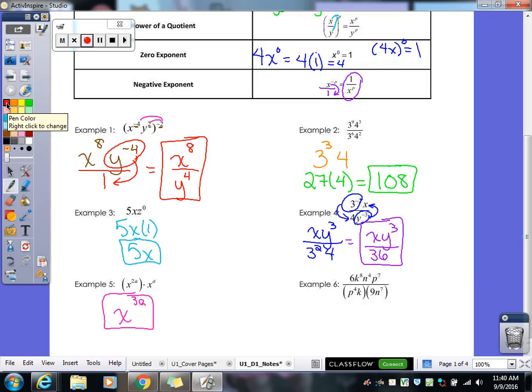And then example number 6. Anybody have any ideas on what we should do first? Well, okay, let's take a look. I don't have any common bases in the top and bottom, so we won't add. We're going to do some division rules. What do we do with division? Subtract them. So for now, I'm going to leave the 6 in the top. I'm going to leave the 9 in the bottom. So when I subtract, I have a k with an exponent of 8, and in the denominator I have k with an exponent of 1. So 8 minus 1 gives us k to the 7th.